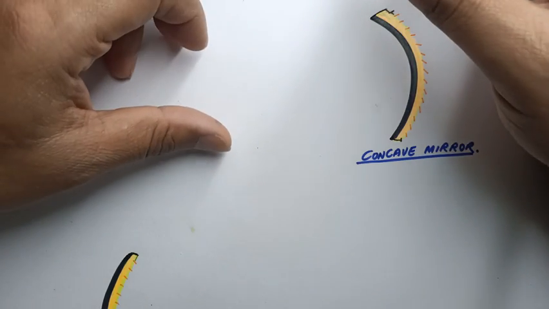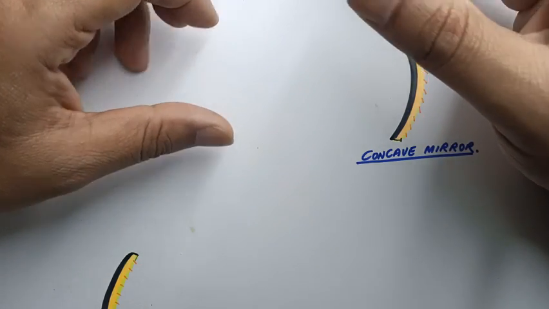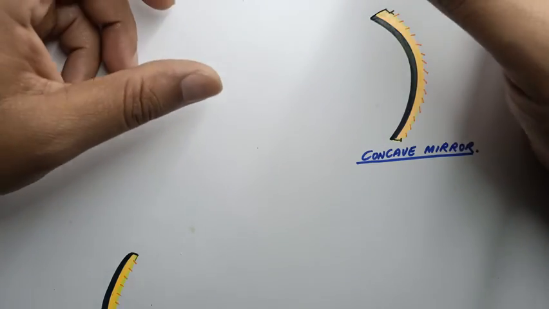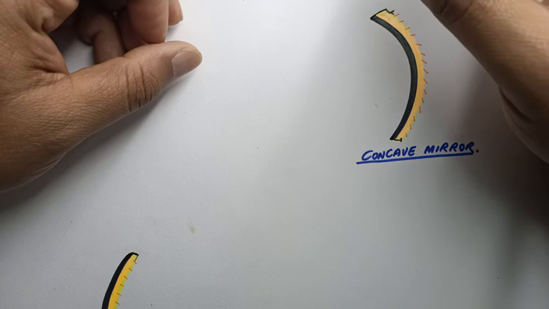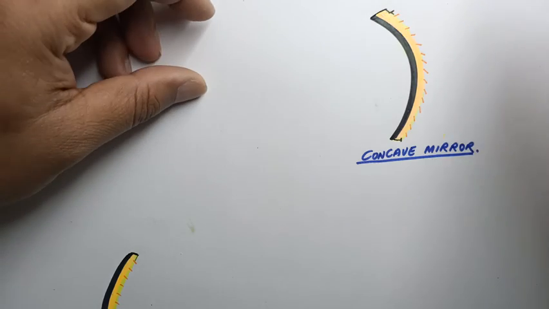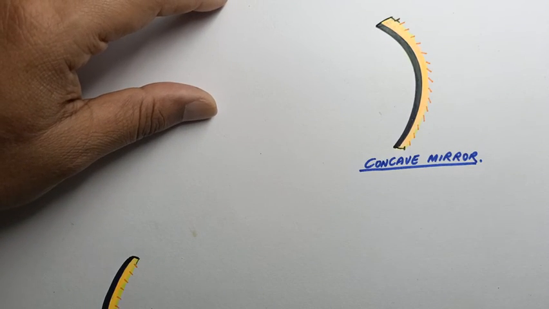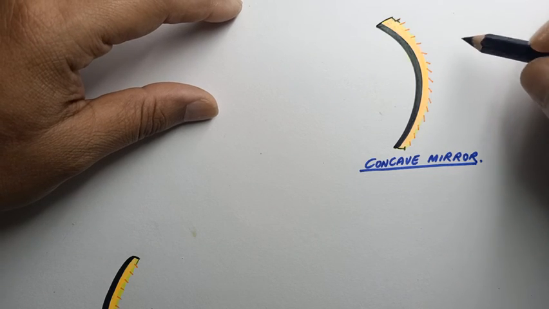Why are they called spherical mirrors? Because these mirrors are actually a part of a sphere, right? And in our course we will be discussing two types of spherical mirror. One is called the concave mirror, right? And the other one is called the convex mirror.